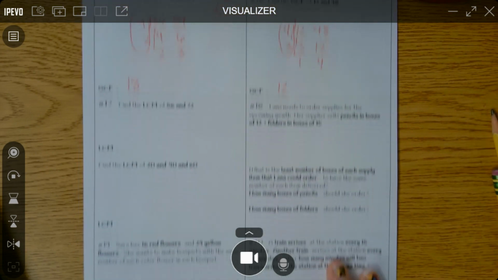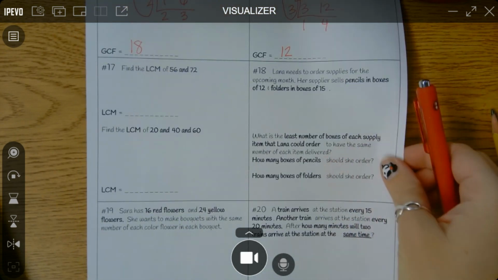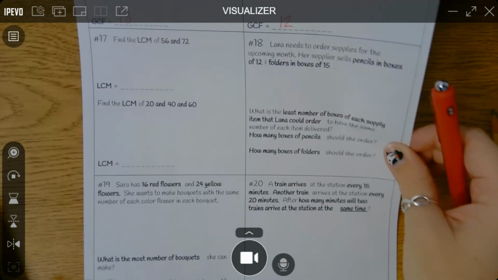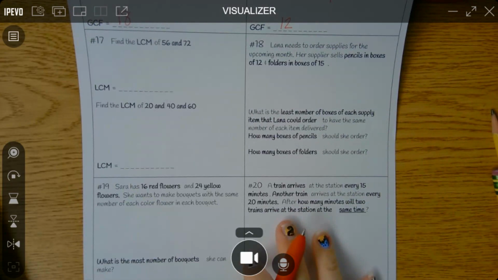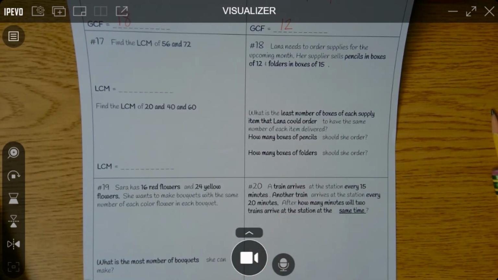Okay, for the LCM, just like we could list all of the factors, I could list all the multiples of 56. So 1 times 56 is obviously 56. And then if you do 56 times 2, you would type that into your calculator to see what you get. And you get 112. And then you do 56 times 3, and you get 168, and so on.